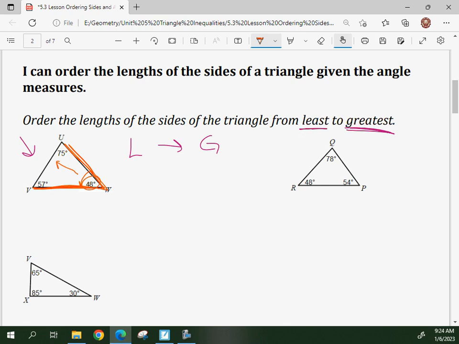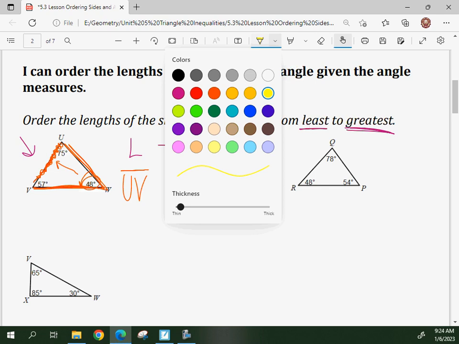How big angle W is determines how long this other side is going to be. The smaller that angle gets, the smaller this side needs to be. The bigger that angle gets, the bigger that side needs to be. So if angle W is the smallest angle, that makes this side between U and V the smallest side. And that is a segment, so I'll put a little segment symbol on top. This is going to get a little messy, but I want to leave my writing on here.